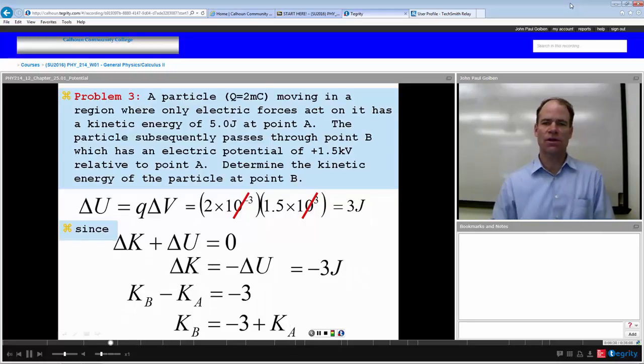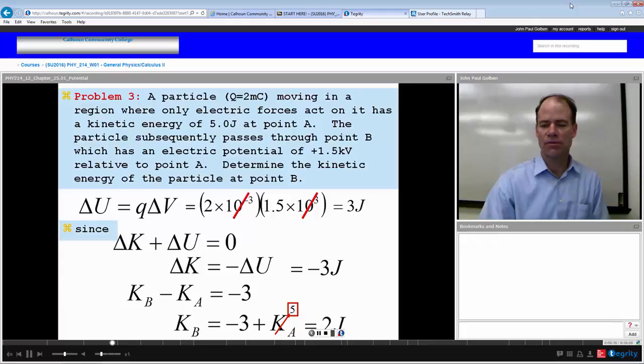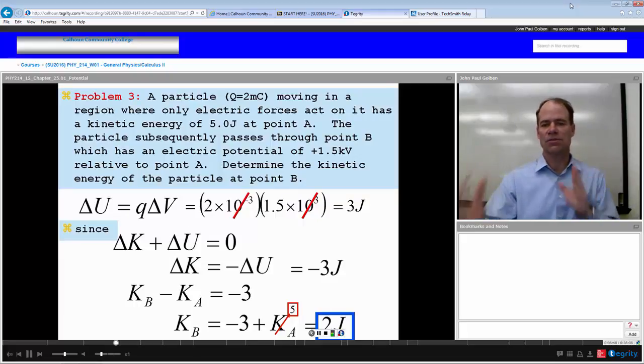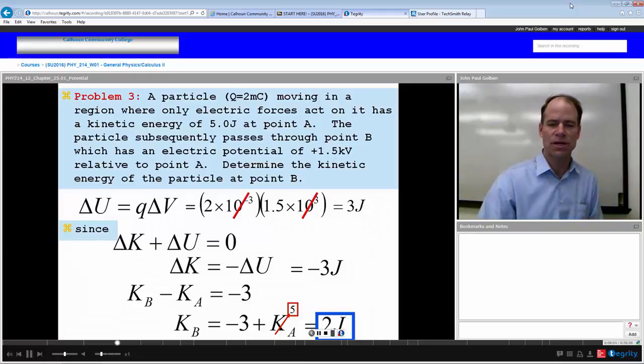But we're told that the kinetic energy at A was 5 joules. So we have a negative 3 plus 5 is 2 joules. So our final kinetic energy, the kinetic energy at point B, is indeed 2 joules. That's our answer. Very simple mathematics, but we have to be able to understand the problem in order to utilize these simple equations.